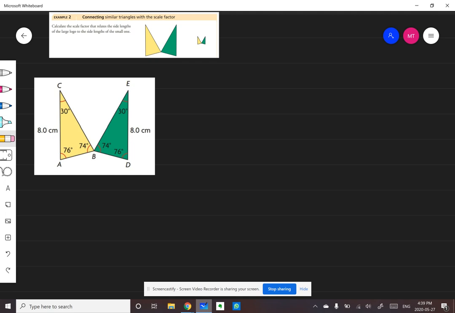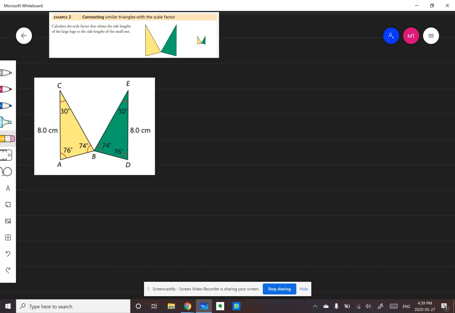So let's take a look at example 2, connecting similar triangles with the scale factor. Calculate the scale factor that relates the side lengths of the large logo to the side lengths of the small one. So what we've done is, if given the original question without any labels, we might add our own. Here you can see that we've labeled the yellow triangle with vertices ABC. We've shown that there are 3 internal angles, 76, 74, and 30, and that one side is 8 centimeters.